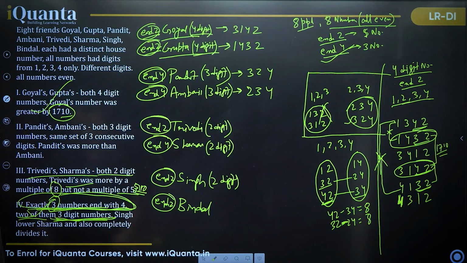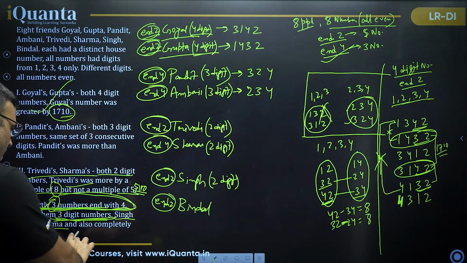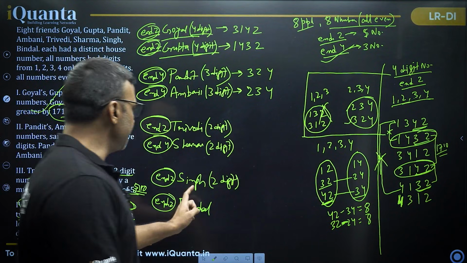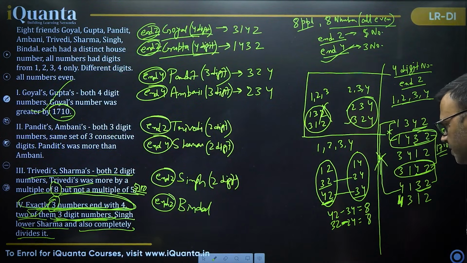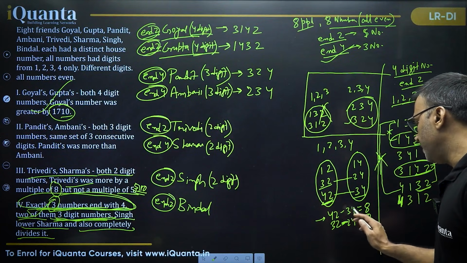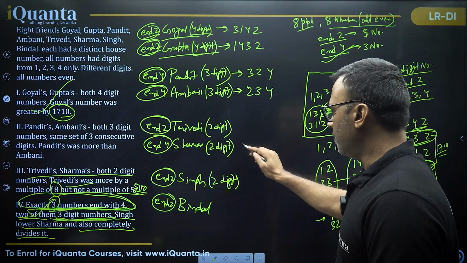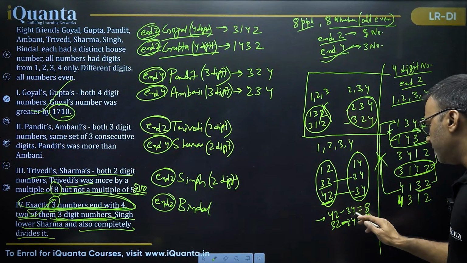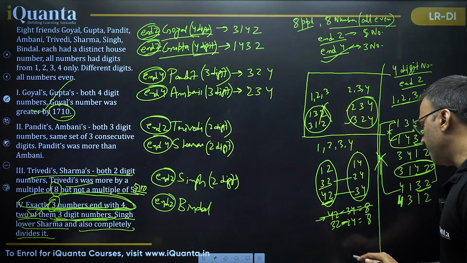But there is another piece of information. Singh is lower than Sharma and also completely divides it. Oh, Singh should divide Sharma. We only have these 2-digit numbers. So if I take the first possibility, 42 and 34, then what happens? 42 and 34, then there is no possibility for Singh because no other number will divide 34. Right, so this is not possible. The only way it is possible is 32, 24.